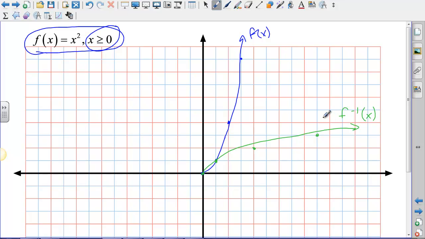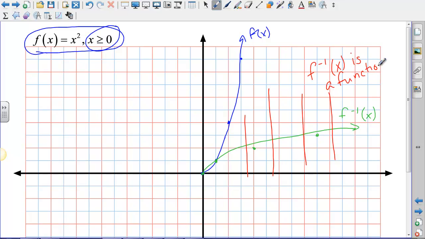And the good thing about that is when I do the vertical line test now, I can draw a vertical line here, here, here, here. It doesn't matter, because each time it only hits the graph once, and I can say f inverse of x is a function, and then we can work with it.